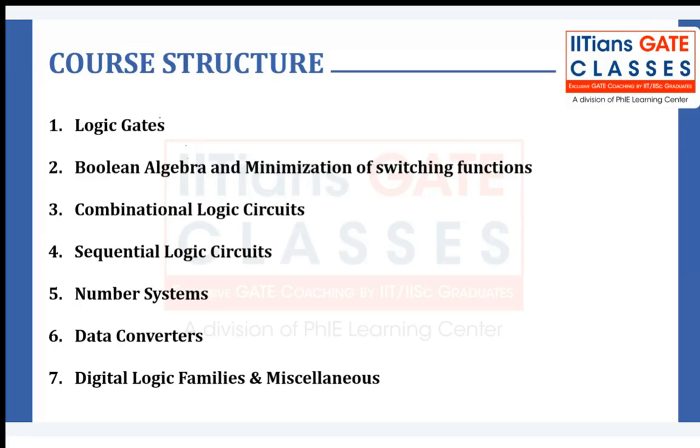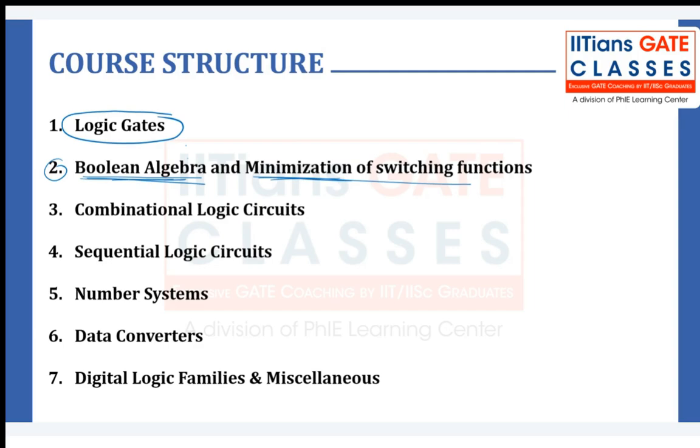So how will our approach be? Our approach will be, first we'll start with the logic gates. Then we have decoupled this part, the second topic, from the combinational one, right? It is basically not falling here, so we have categorized it into the second category, second topic. The second topic we'll see is Boolean algebra and the minimization of switching functions.